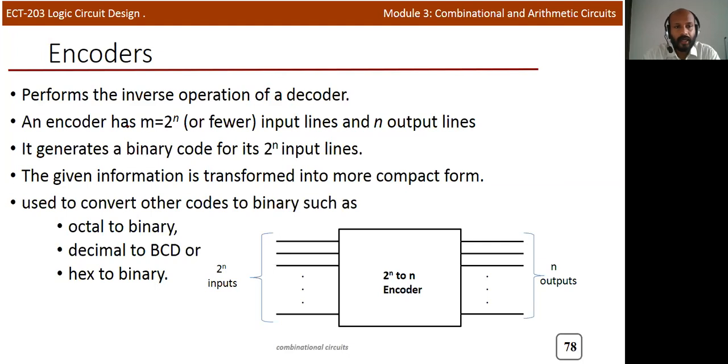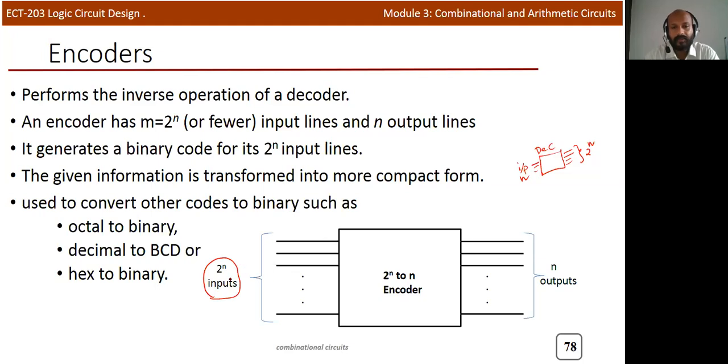In the case of an encoder, there are 2 raised to n input lines at the input side, and the output lines are equal to n. But in the case of a decoder, the concept is different. At the input side there will be n inputs, and on the output side you will get 2 raised to n output lines. So n input lines and 2 raised to n output lines. This is the decoder actually.